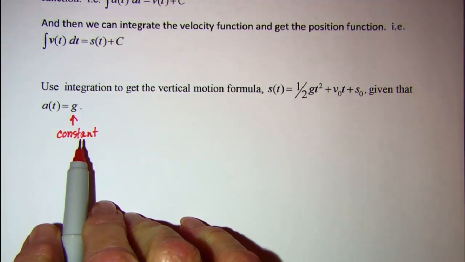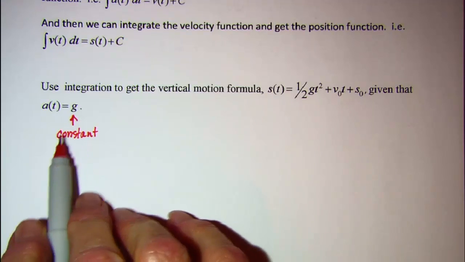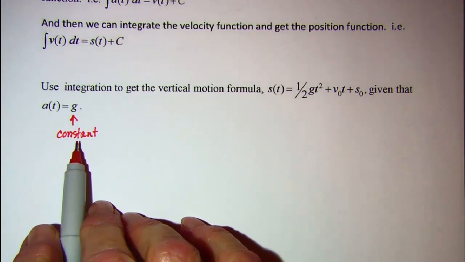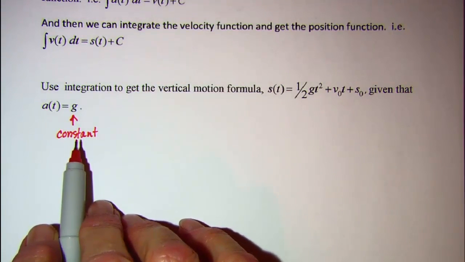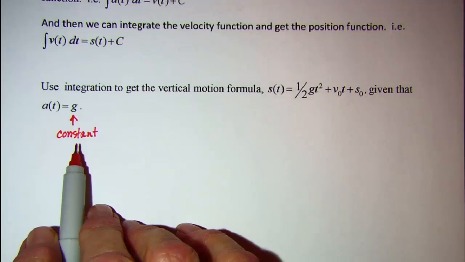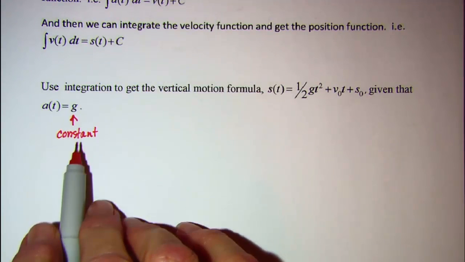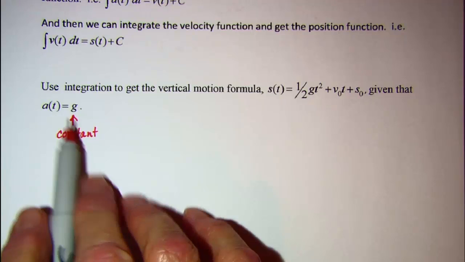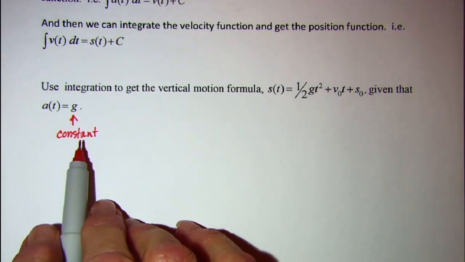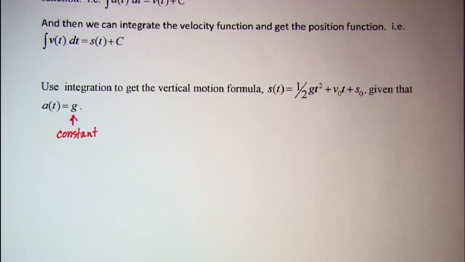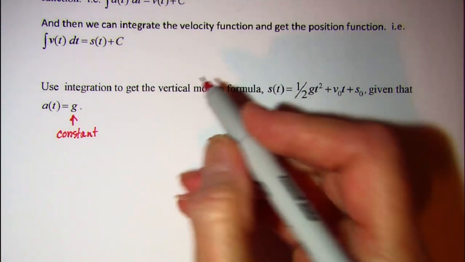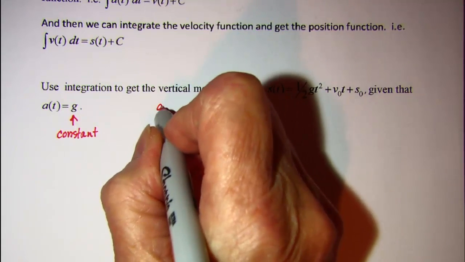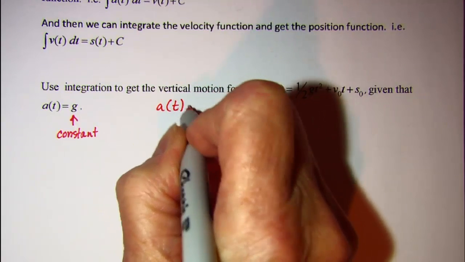Usually g is 32 feet per second, but in some problems, if you're on the moon, you have a different acceleration due to gravity, or you may be dealing with meters per second. But either way, this is a number, so keep that in mind when we do our integration. But that's what we're going to start with. So we have a of t is equal to g.